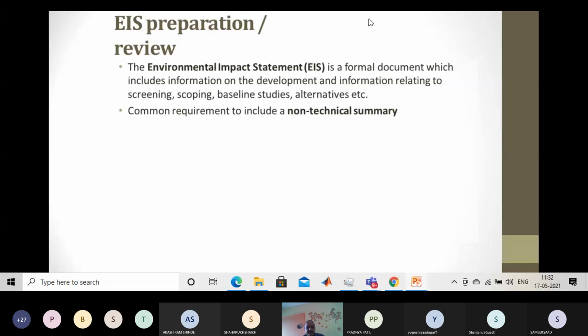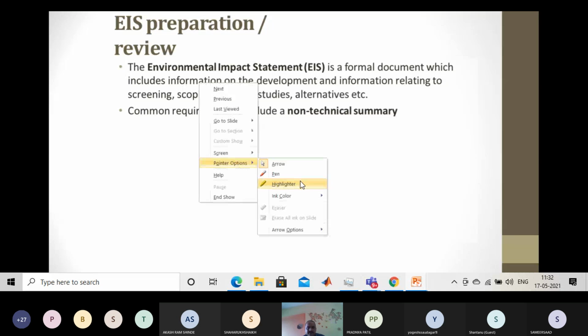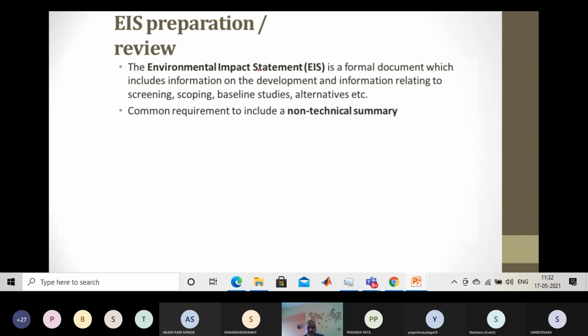Then EIS preparation. Next one is, once you have the documentation for the mitigation, then we can go for the EIS preparation or review. The environmental impact statement is the formal document which includes information on the development and information related to the screening, scoping, baseline study, alternatives, etc.